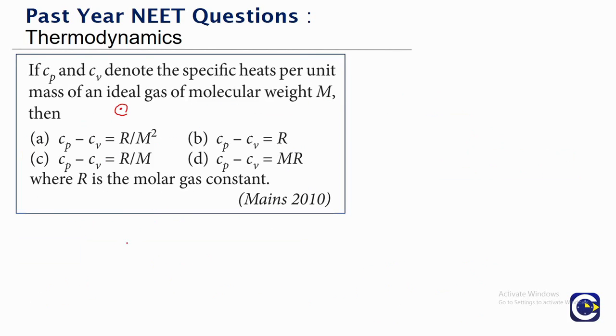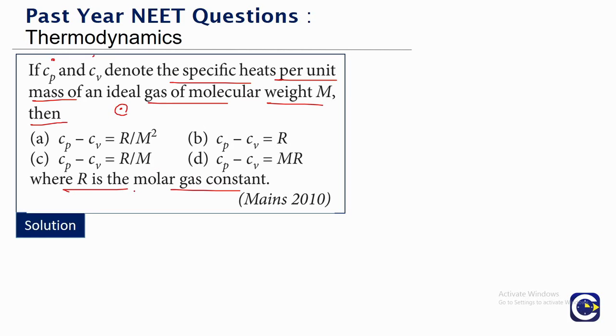Next we have a question that came in the Mains paper 2010. If Cp and Cv, these small symbols you can see, denote the specific heats per unit mass of an ideal gas of molecular weight M, then looking at the options, they are expecting us to tell the relation between these Cp and Cv values and the gas constant R as well as the molar mass.